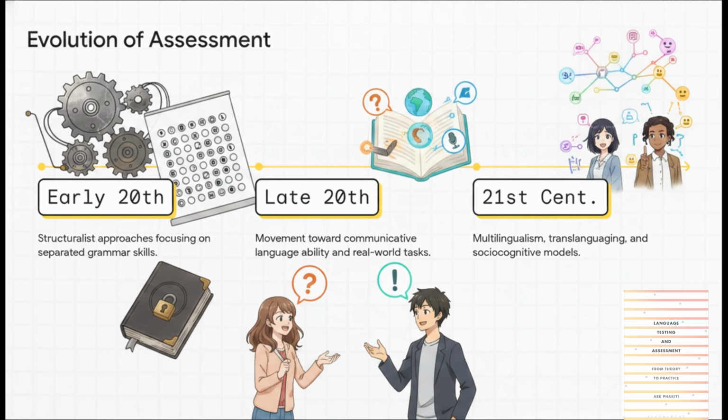Exactly. Thankfully, by the late 20th century, the whole field shifted toward communicative language ability. We started testing actual real-world tasks. And now, sitting here in the 21st century, we're looking at dynamic, socio-cognitive models. We're fully embracing multilingualism and translanguaging, meaning we recognize that learners use all of their linguistic resources to communicate, not just some strict textbook version of one single language.